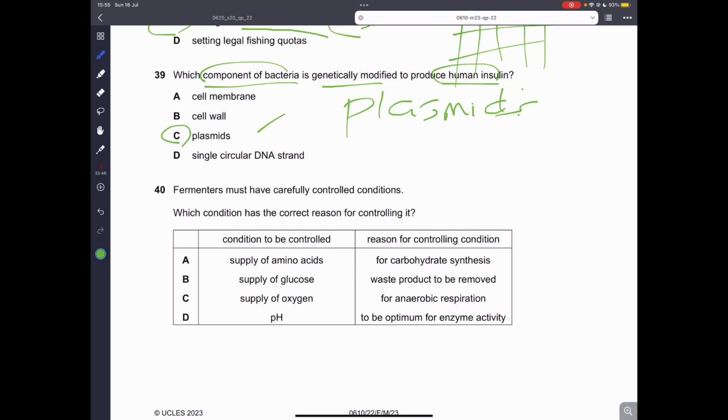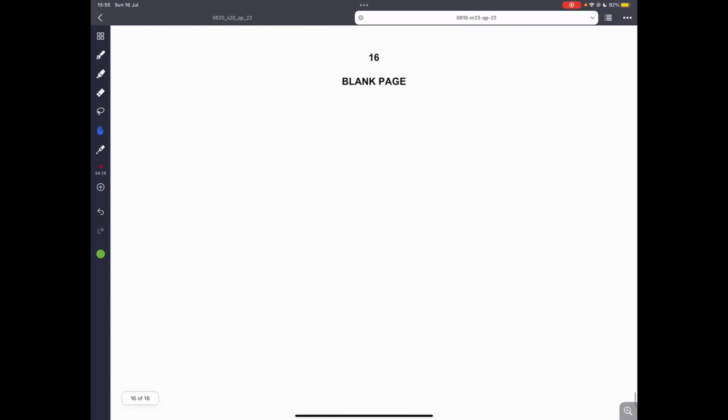Now 40. Fermenters must have carefully controlled conditions. Which condition has the correct reasoning for controlling it? So supply of amino acids. This is not controlled for carbohydrate synthesis. This is false. The supply of glucose is not controlled due to the waste product. The supply of oxygen is not for anaerobic but actually for aerobic respiration. The pH condition is controlled for the enzyme to work properly at the optimum pH. So D is the correct answer.